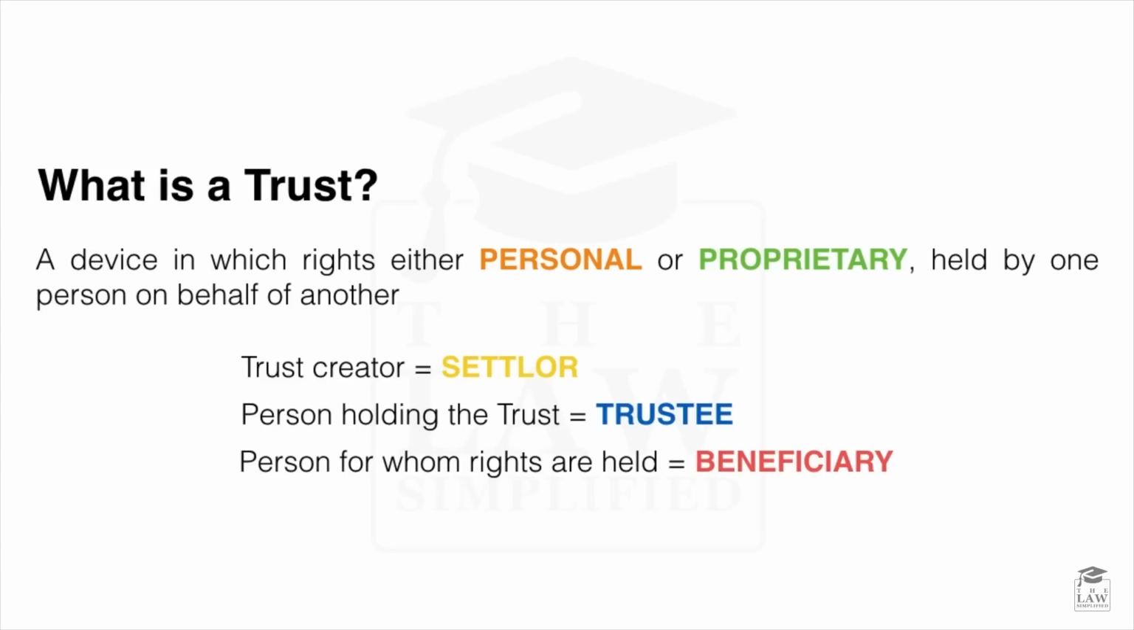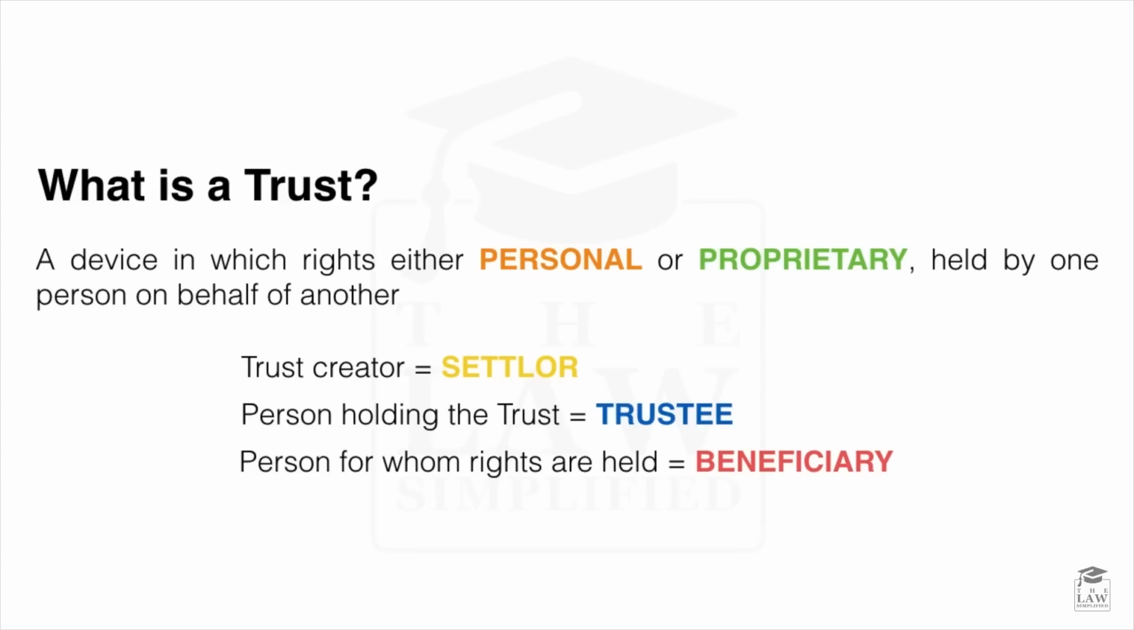So you have who's called a settlor, who is the person who creates a trust. So he's the individual with the absolute ownership of personal or proprietary rights. He bestows these rights by virtue of a trust onto a trustee, who in turn holds the properties or personal chattels on behalf of a beneficiary, whom the rights are held on behalf of.